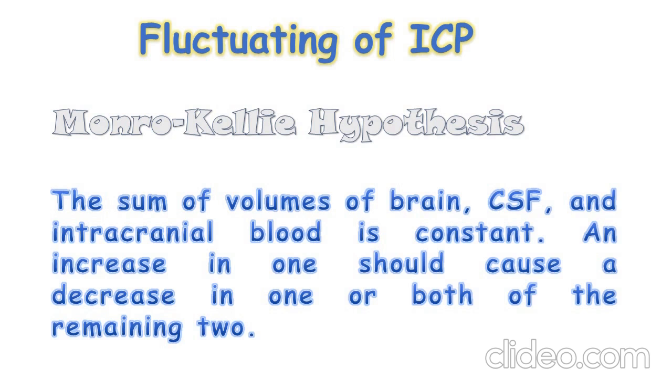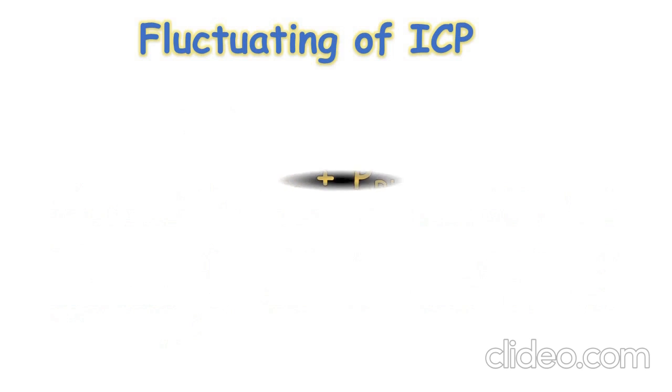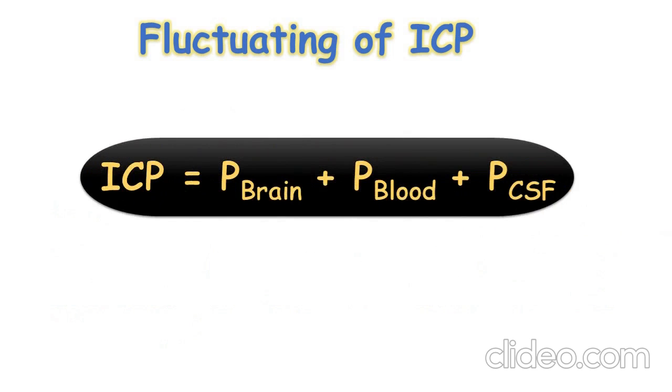So when the pressure goes up inside the skull, the volume of the brain or CSF or blood is reduced to compensate the increased pressure. As you can see in this equation, intracranial pressure is the sum of pressures exerted by brain, blood and CSF. If pressure of one component goes up, the volume of other compartments reduces to compensate the increased pressure.